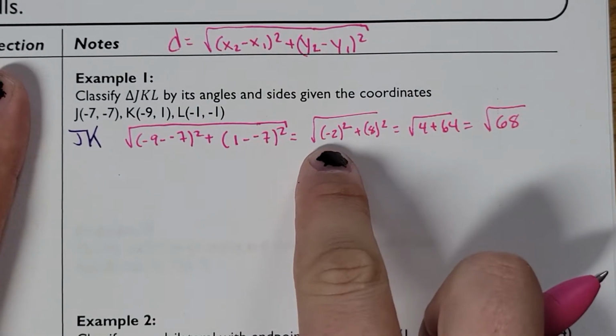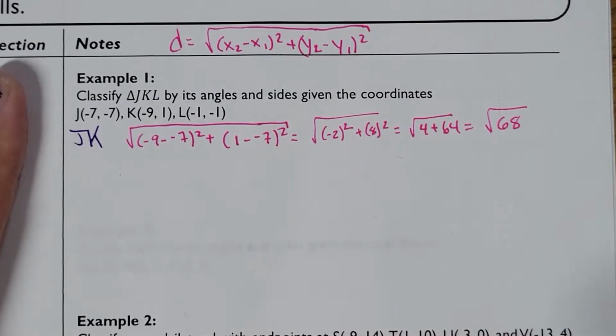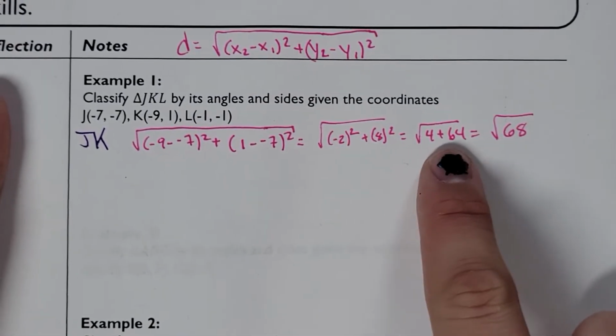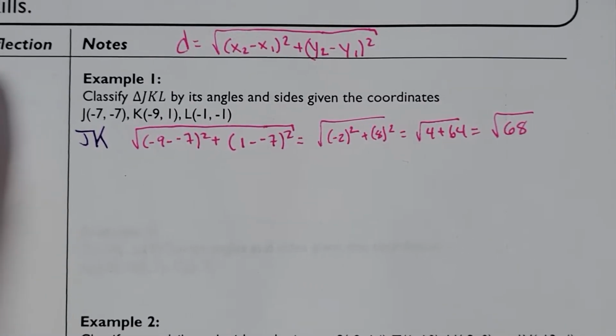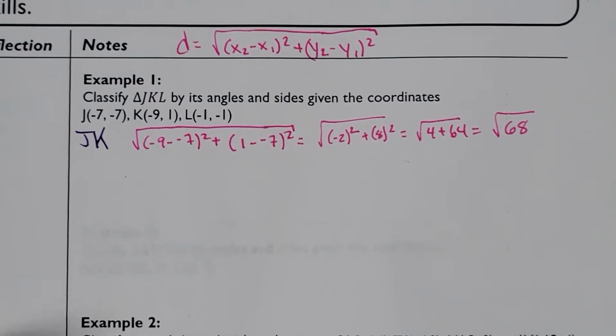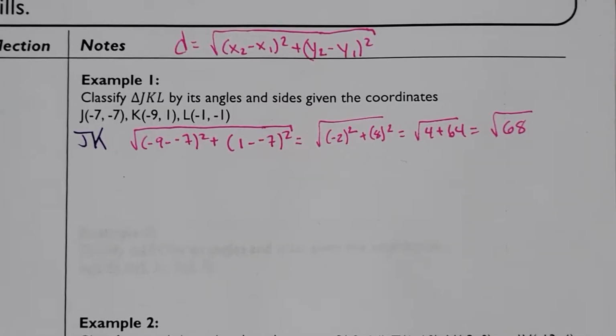Again, notice right here, this negative 2 squared became a positive. That's really important. You should never end up with negative numbers at this last step when you're adding things together. They should always be two positive values.